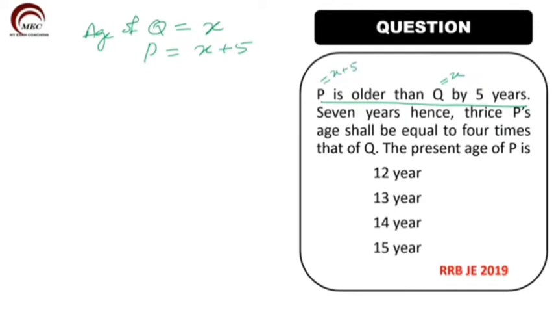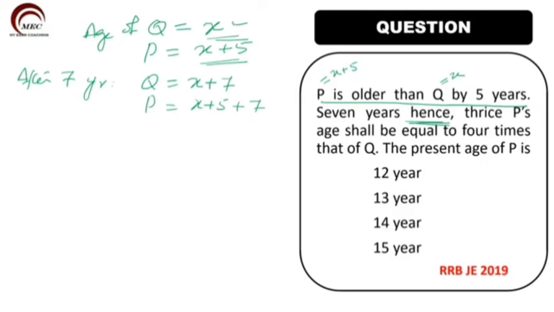7 years hence. Hence means after 7 years. All these words are very important. So after 7 years, Q will be equal to x plus 7 and P will be equal to x plus 5 plus 7. From the present age, we have to add 7 more years. Q's present age is x, so after 7 years it will be x plus 7. P's present age is x plus 5, so after 7 years it will be x plus 5 plus 7, which is equal to x plus 12.